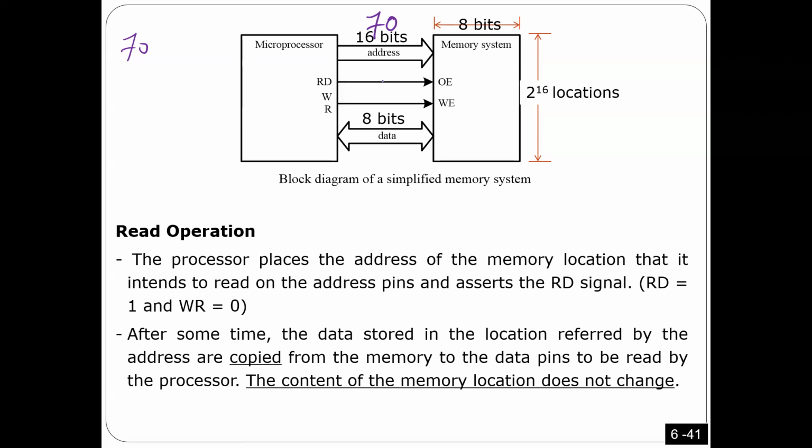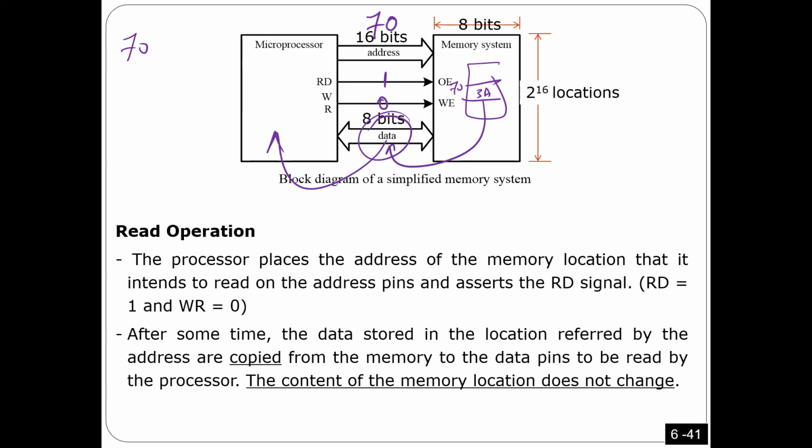How can this be done? You have to put here 1 and 0. Once you put number 70 and once you put 1 and 0, the memory will understand you want to read location number 70. The memory will go to location number 70. Whatever is there, for example 3A, it is going to output it here on these 8 bits, and then you can read it. This is how reading is done.